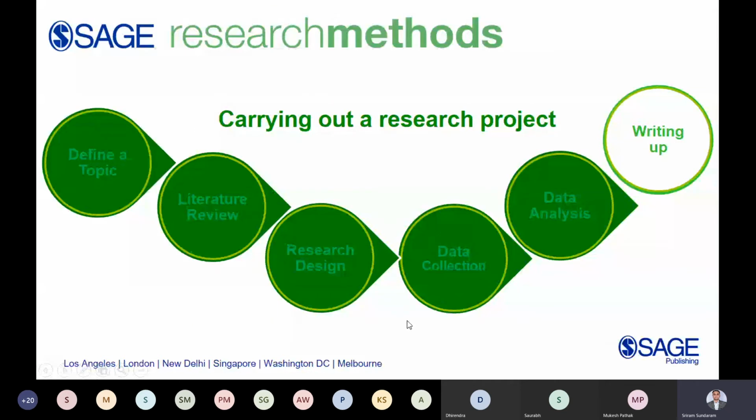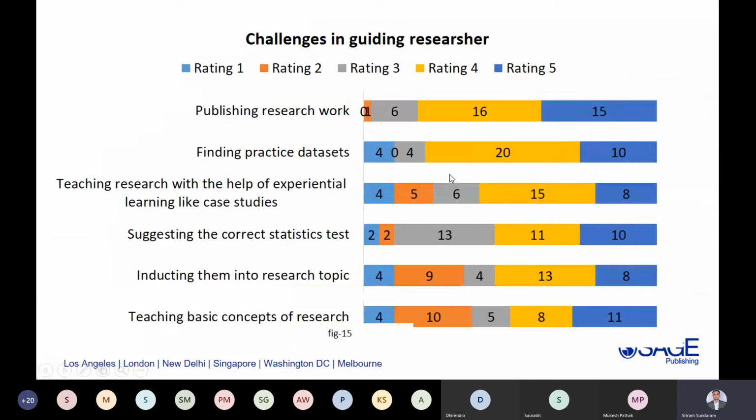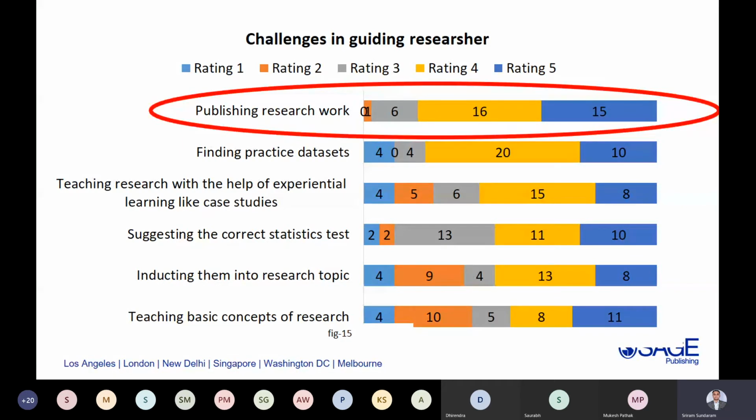So finally, we come to writing up. In the same survey that we did, we asked scholars and faculty members which is the highest challenge that they are facing in their research. Most of the people said that writing research is the most challenging task, and that applies to faculty members as well. Even faculty members said that guiding scholars in publishing research work is a challenge, because many times you need to face rejections, come out of it, and keep editing your script multiple times.